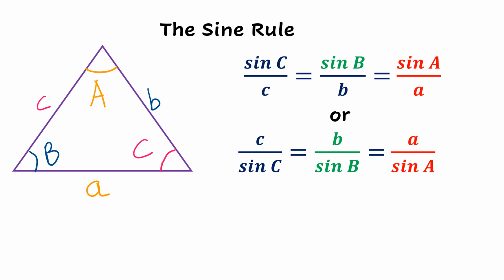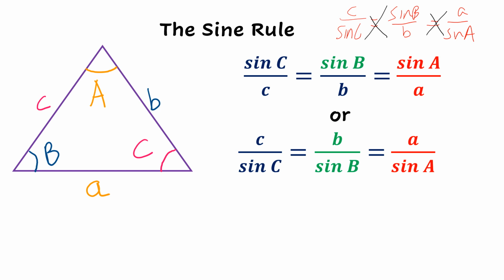Then the next question is, can I do it another way? That means, can I just simply write it as C over sine C equals sine B over B equals A over sine A? Then the answer is no. You can't do it this way, okay? Because when you're talking about sine C over C equals sine B over B equals sine A over A, we're comparing ratios, and if you're comparing ratios, then you have to make sure that the numerators over the denominators are compared correctly.